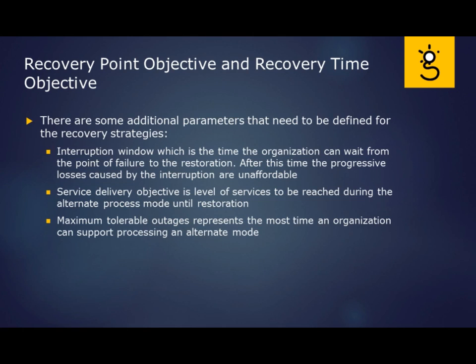There are some additional parameters that can be defined for recovery strategies. One of them is called the interruption window, and it's the time that an organization can wait from the point of failure to the point of restoration. After that time, the progressive losses caused by that interruption would become unaffordable. The service delivery objective is the level of services that can be reached during an alternate process mode until restoration. In other words, can I do something by paper for a while until we get restoration or some other service? The maximum tolerable outage represents the most time an organization can support processing in an alternate mode.